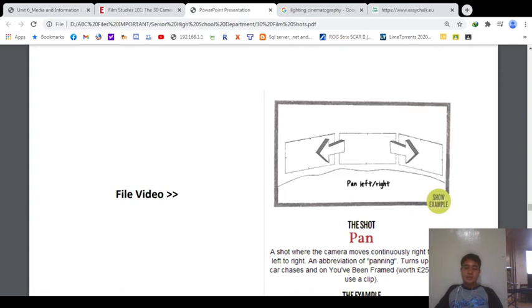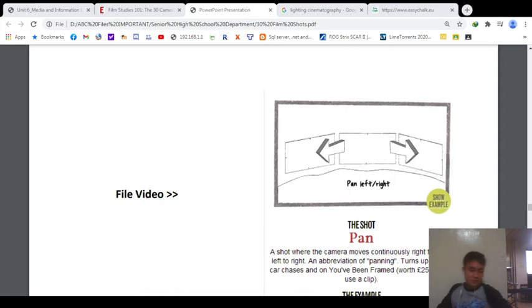The pan shot is used for highlighting a specific area, especially when there are backgrounds, people talking, especially if the shot is in a cafe.